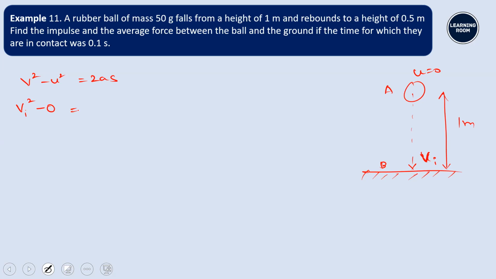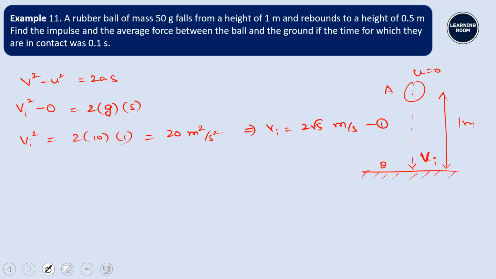And the final velocity, the velocity just before it has collided with the ground, is equal to 2 into acceleration of the object in the downward direction, which is 10, or I write it as g for the time being, into displacement of the object, which is 1 meter. So here it is going to be s. So vi square will be equal to 2 into 10 into 1. So it is going to be 20 meter square per second square. So what is going to be the initial velocity? Root 20 is actually 2 root 5, so 2 root 5 meter per second.